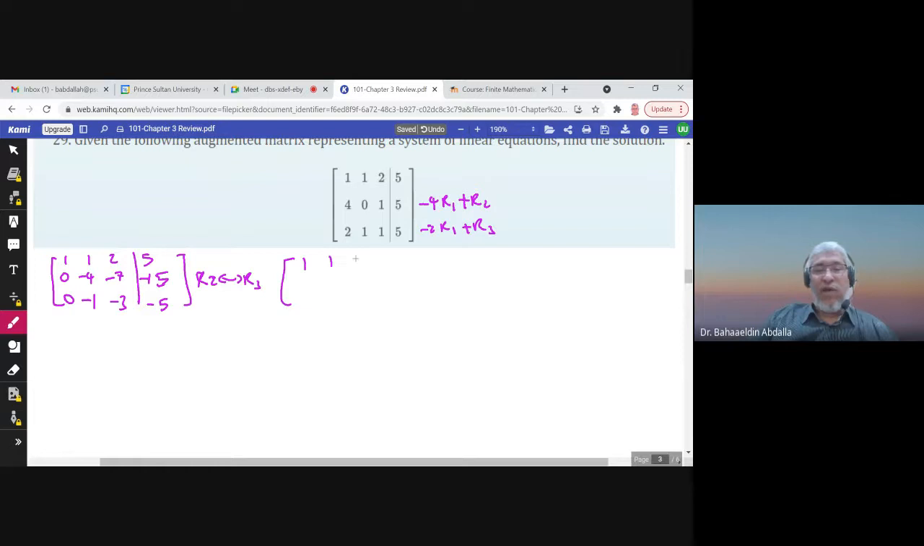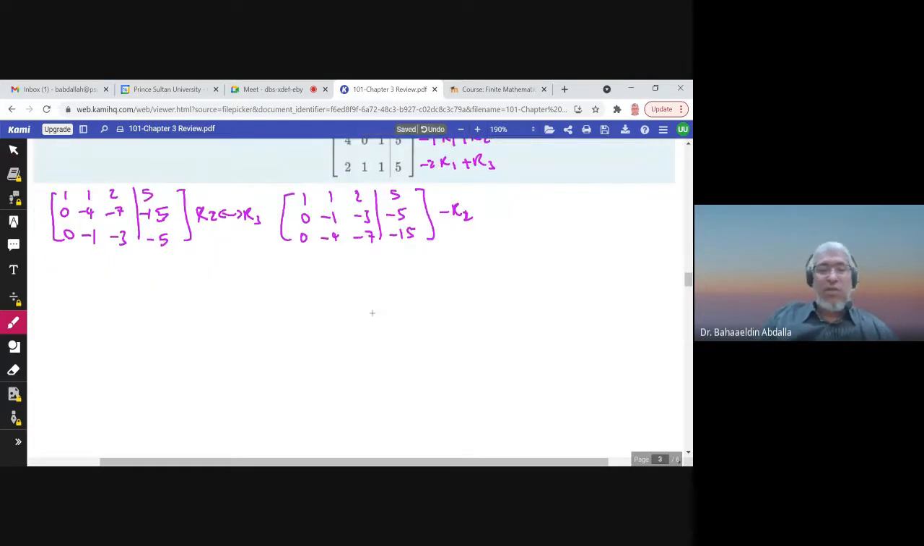If you want to divide here by negative 4, that's correct. There is no problem with it. But the calculations will contain fractions, and dealing with fractions is usually more difficult. So I will multiply row 2 by negative 1. So I get 1, 1, 2, 5, 0, 1, 3, 5, 0, negative 4, negative 7, negative 15.